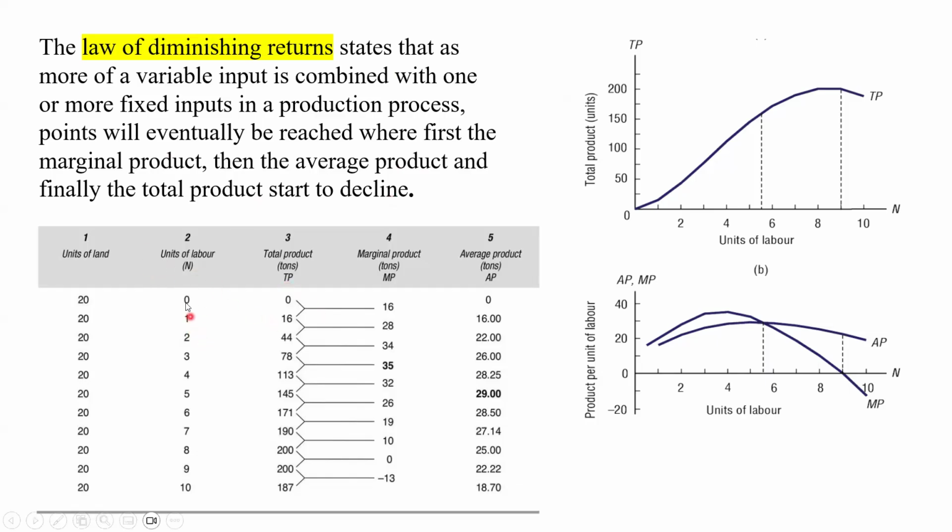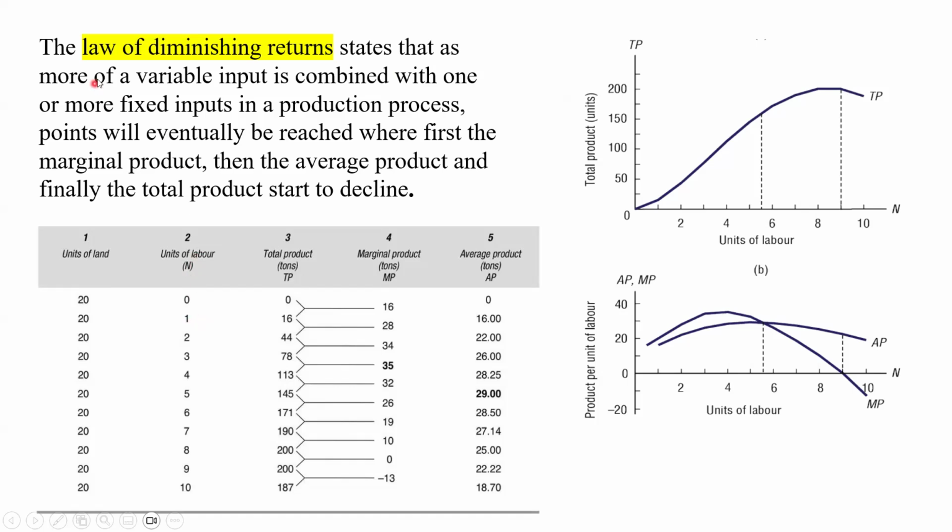Let's just look here. These are our fixed inputs. Remember, we said that fixed inputs do not change, right? So here they're using land. It's 20, 20, 20, 20, 20. It doesn't change regardless of the level of output being produced. You can see the total product is increasing from 0, 16, 44, and so on, but your fixed cost just remains at 20. And the units of labor, those are your variable inputs.